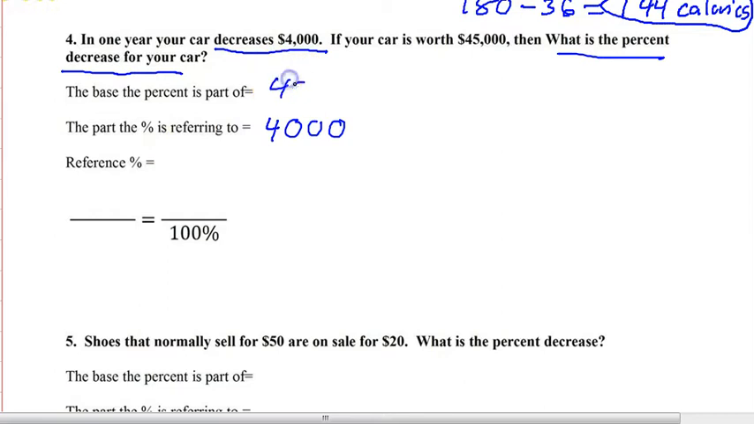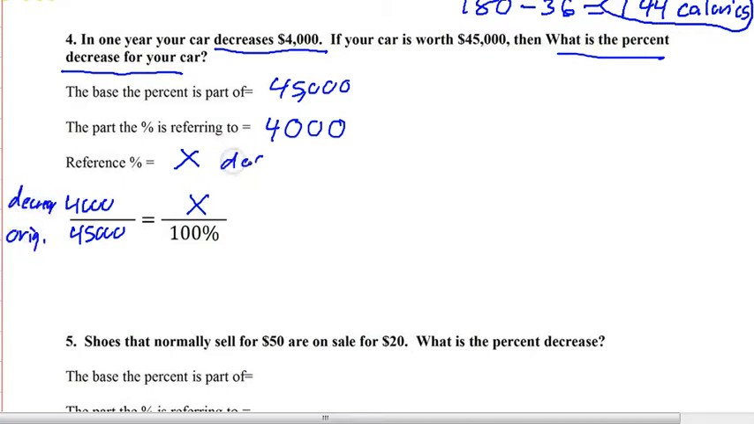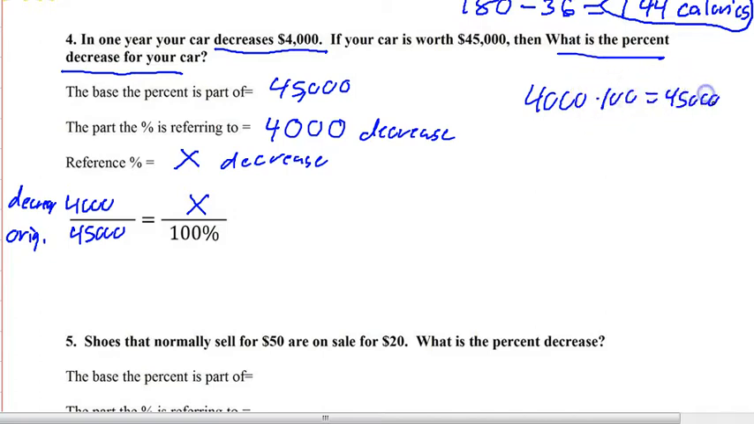The car is worth $45,000, so that is the amount that we're going to decrease. That's our base, and we are looking for the percent decrease. That goes here, the 4,000 goes here, and the 45,000 goes there, because the 100% represents the car's original value. This is our decrease. Both of them represent the decrease. Okay, so we get 4,000 times 100 equals 45,000 x, divide by 45,000.